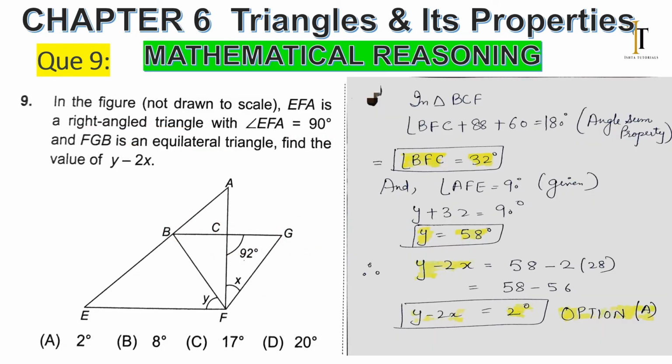In triangle BCF, angle BFC plus 88 plus 60 is equal to 180 degrees, right? Now on solving, we got BFC is equal to 32 degrees. Now let's check in the triangle AFE, 90 degrees, that is already given. Now it's formed by y plus AFE, right? Now y is equal to 58 degrees. Now we got the values of y and x. On substituting the values here, we got 58 minus 56, that is 2 degrees, meaning option A.